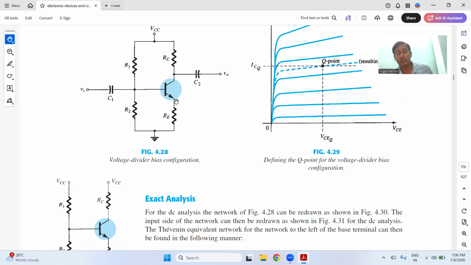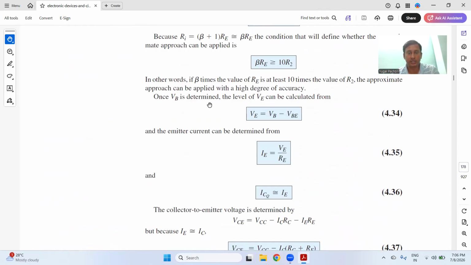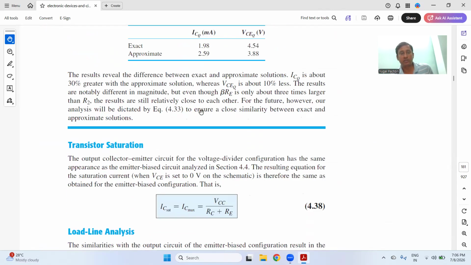Why? I told you in the previous section of the videos that the NPN transistor is better than PNP because the mobility of the charge carriers, the electrons, is higher than the mobility of the holes. That's why NPN is better. In NPN, the majority charge carriers are electrons, and hence their mobility is higher. That's why we prefer the NPN transistor. So I think this was the DC analysis. I told you about the three configurations: fixed bias, emitter bias, and the voltage divider biasing. So these are the important configurations.